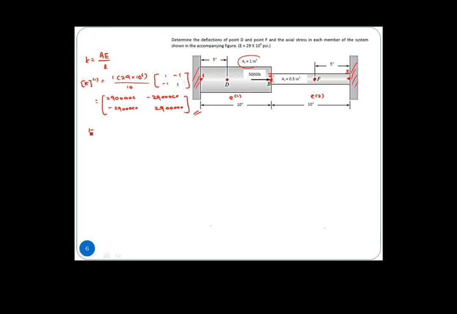So for K2, element number 2 here, A will be slightly smaller, 0.5. E will be the same, 29 times 10 power 6, divided by the length here, which is also the same, 10 inch. So it will give us 1.45 times 10 power 6 times the matrix.